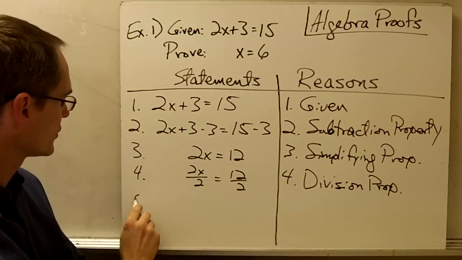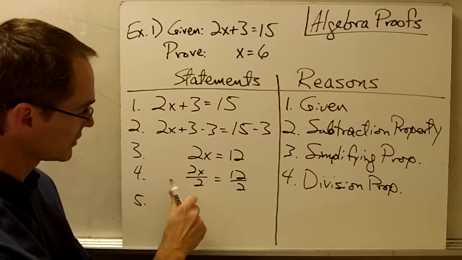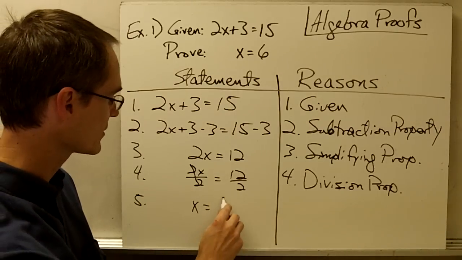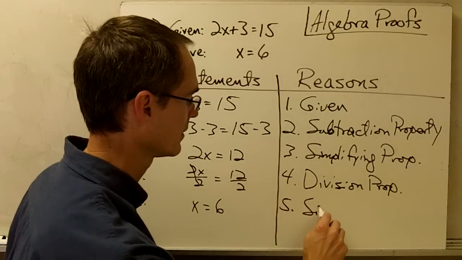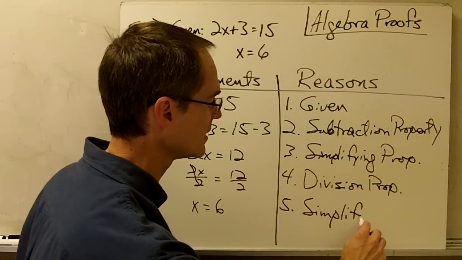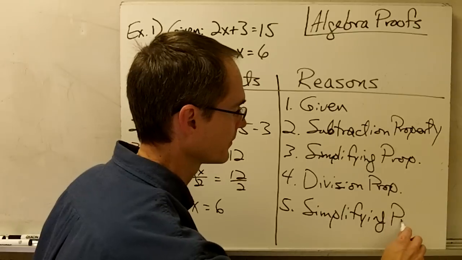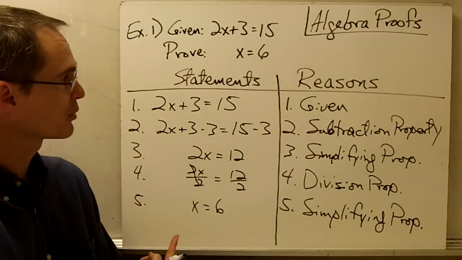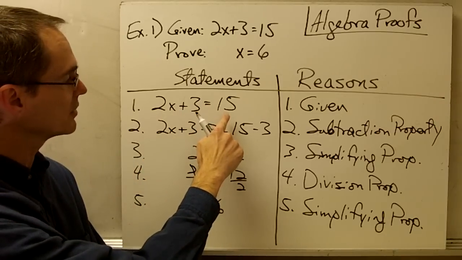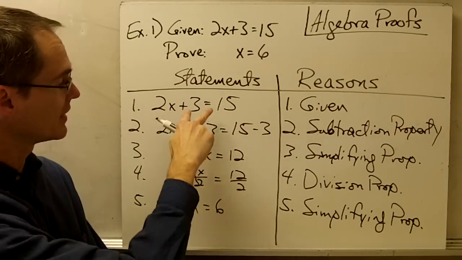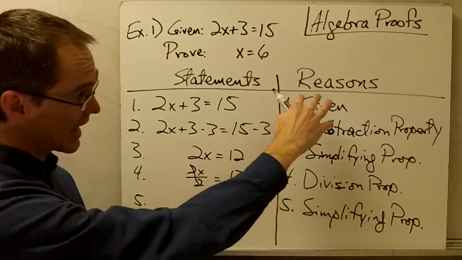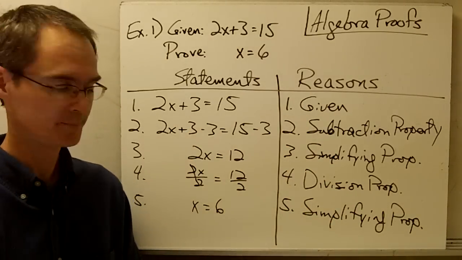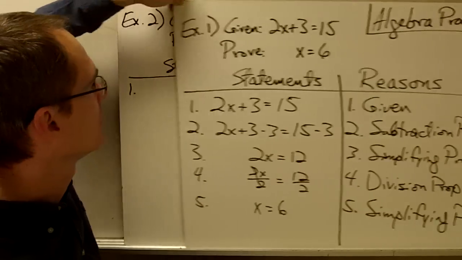And finally, once again, I want to simplify. My last step is basically to cancel out these two numbers, and then 12 divided by 2 is 6, and I'm left with x equals 6. My reason for being able to do that is the simplifying property. And I'm finished. I have 5 steps in my proof. I started with my given information, and I took a series of steps, a set of statements and accompanying reasons, that led to my conclusion, what it was that I was trying to prove. Let's take a look at another example.